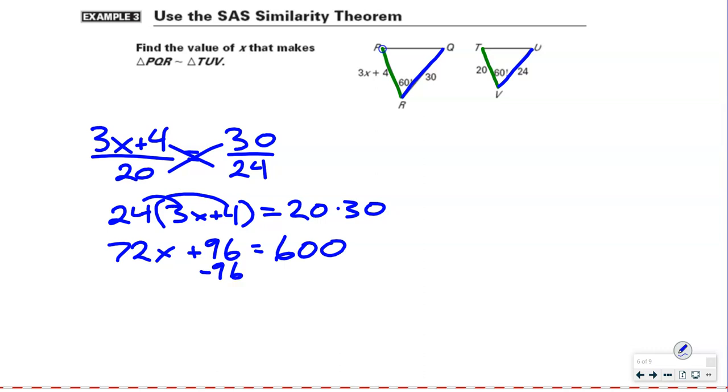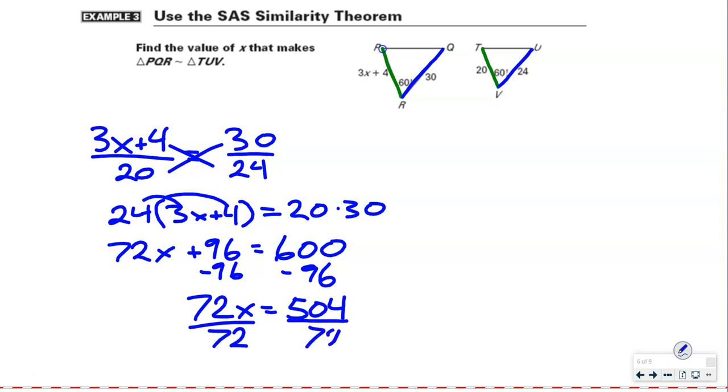Work to get x by itself, so subtract 96 on both sides. We'll get 72x equals 504. Divide by 72 for the last step. And x equals 7.